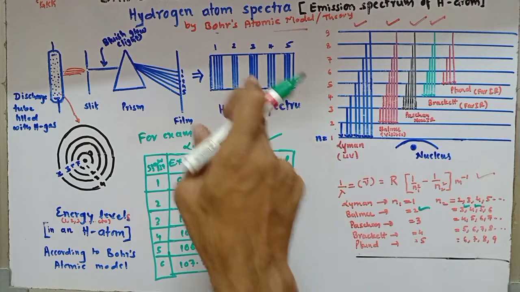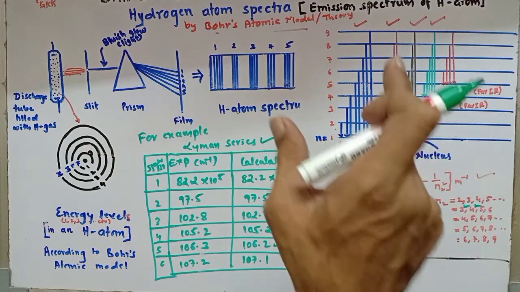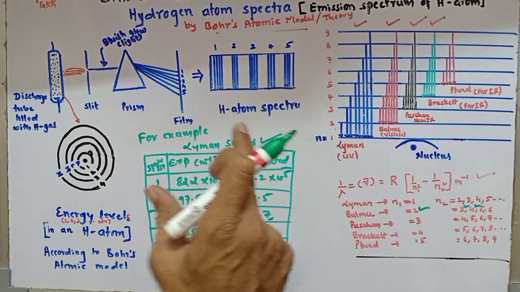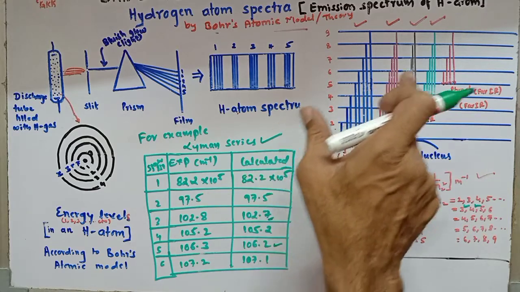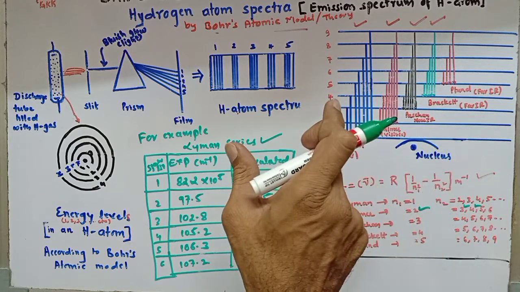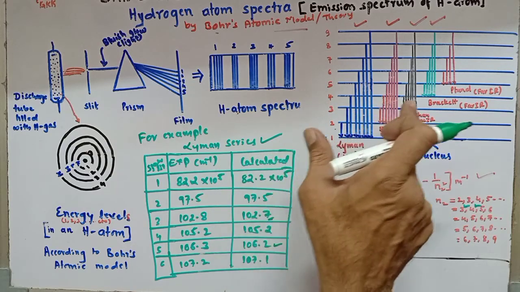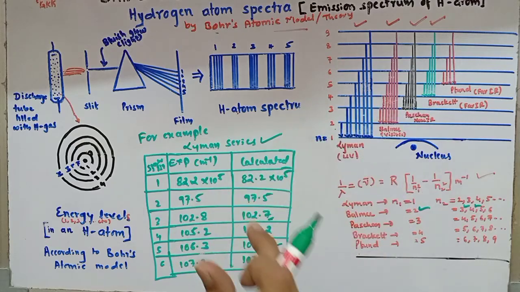So far the Bohr atomic model has explained almost all facts about the atomic structure and emission spectrum of the hydrogen atom. So in spite of such a successful explanation of the facts with respect to atomic structure, Bohr theory has certain drawbacks which are known as limitations of Bohr atomic theory, which we will discuss in the next video.